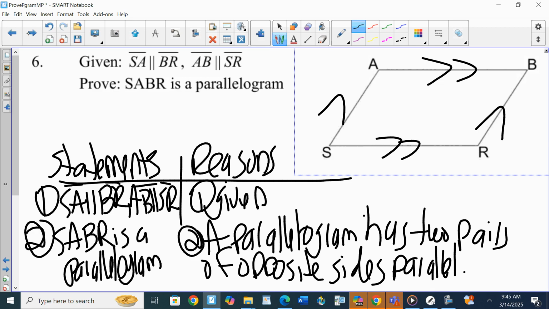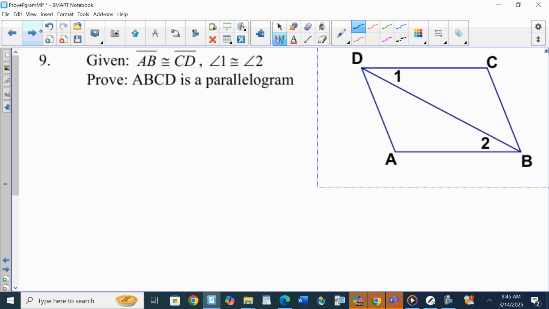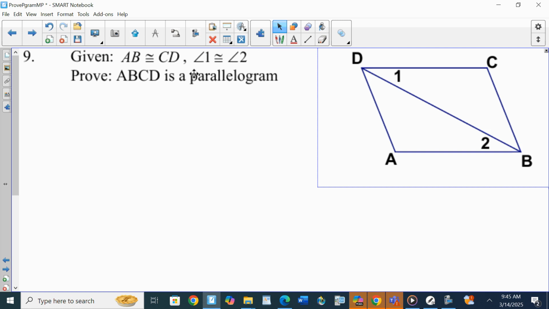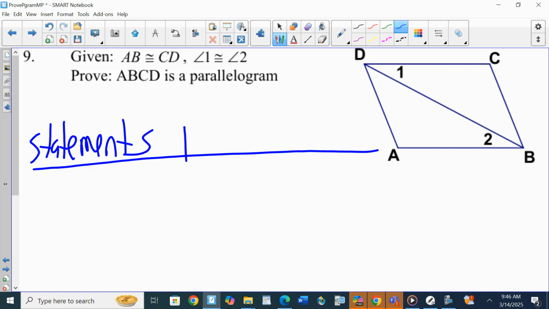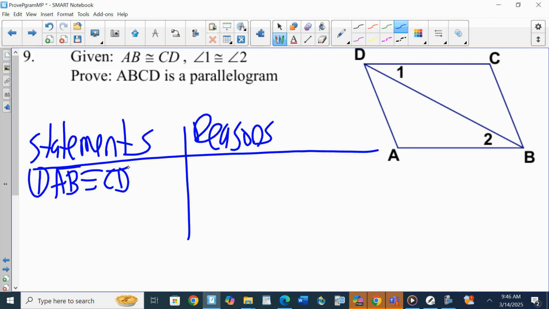One more thing I do want to do, though, and that is number 9. I'll still call this a mini proof, but there is one additional step to this, which we already talked about in one of the mini proofs lessons that we've been doing. Statements, reasons. AB is congruent to CD, given. So I have one pair of opposite sides congruent. I either need the second pair of opposite sides congruent or those parallel.